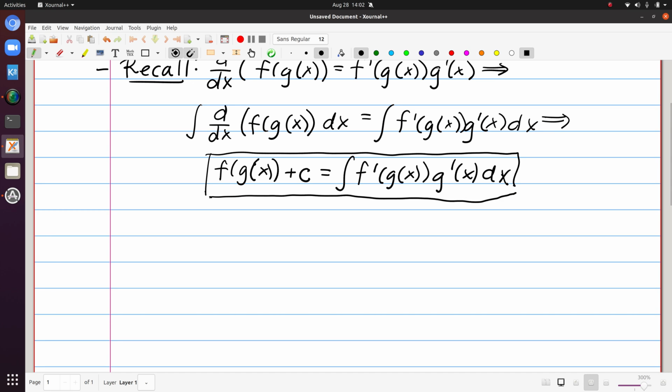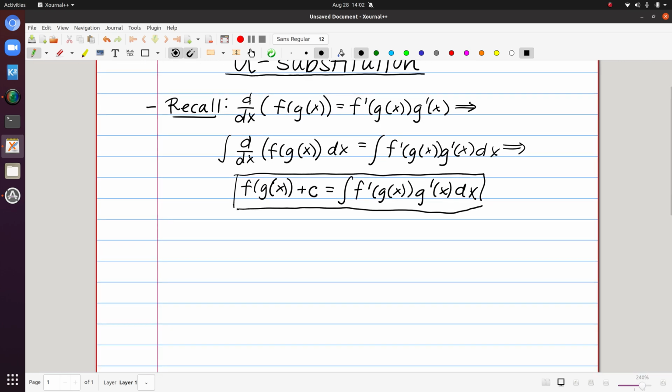So where does the name U-substitution come in here? What we can do is let u represent g of x. So u is a function of x. But in my shorthand notation, instead of writing u of x, I'm just going to write u. Then that means that when I'm talking about du, that's going to represent g prime of x dx. So I start with this assignment.